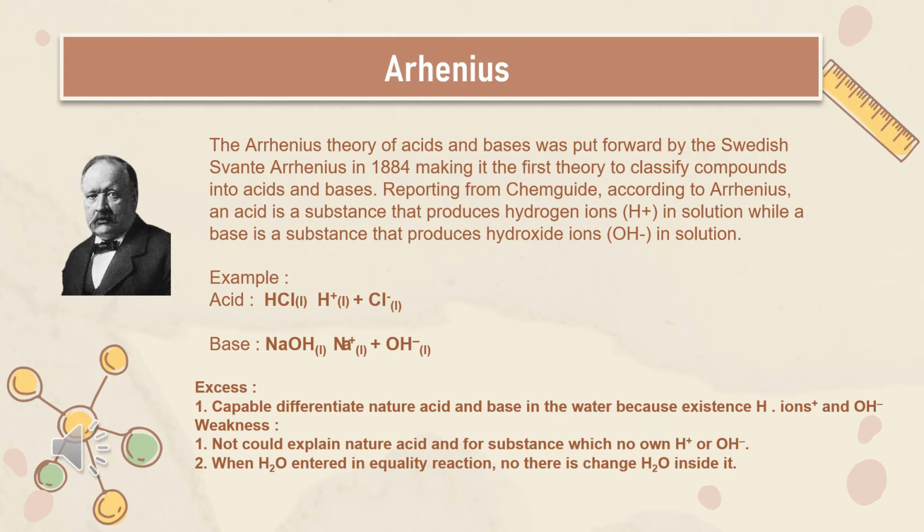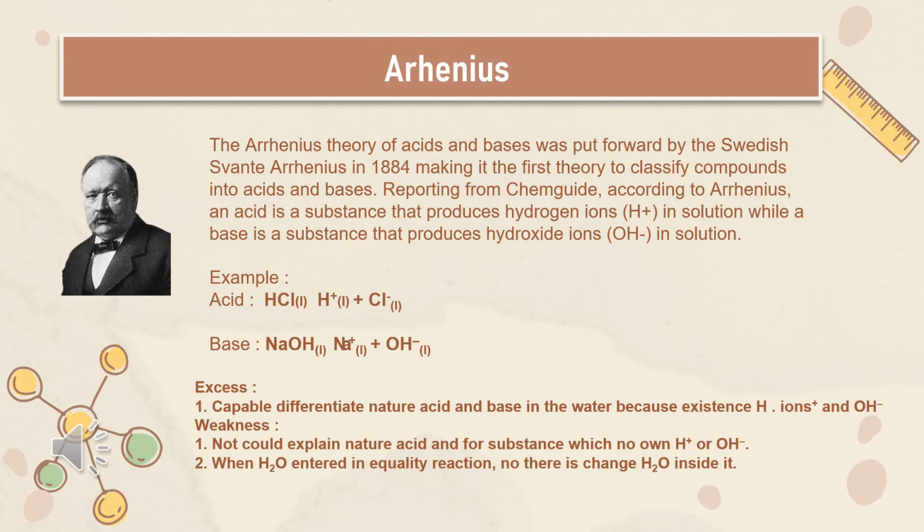An example of acid and base: the acid is HCl or hydrochloric acid, which can produce H+ plus Cl-, and the base example is sodium hydroxide or NaOH, and this NaOH can produce Na+ or sodium plus OH- or hydroxide ions.